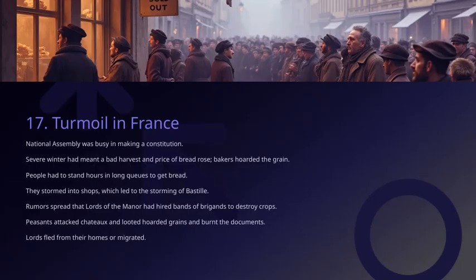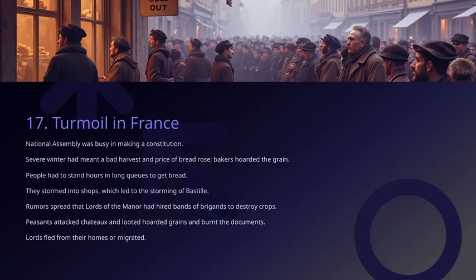Now let's take a closer look at the turmoil that was unfolding in France during this period. While the National Assembly was busy drafting a new constitution, the country was facing severe hardships. A harsh winter led to poor harvests, which caused bread prices to skyrocket. As a result, bakers started hoarding grain, making it even harder for ordinary people to get enough food. Imagine waiting in long, exhausting lines just to buy bread. That was the reality for many. Frustration boiled over, and some people stormed into shops in anger. This unrest eventually culminated in the storming of the Bastille, a significant event symbolizing the uprising against tyranny.